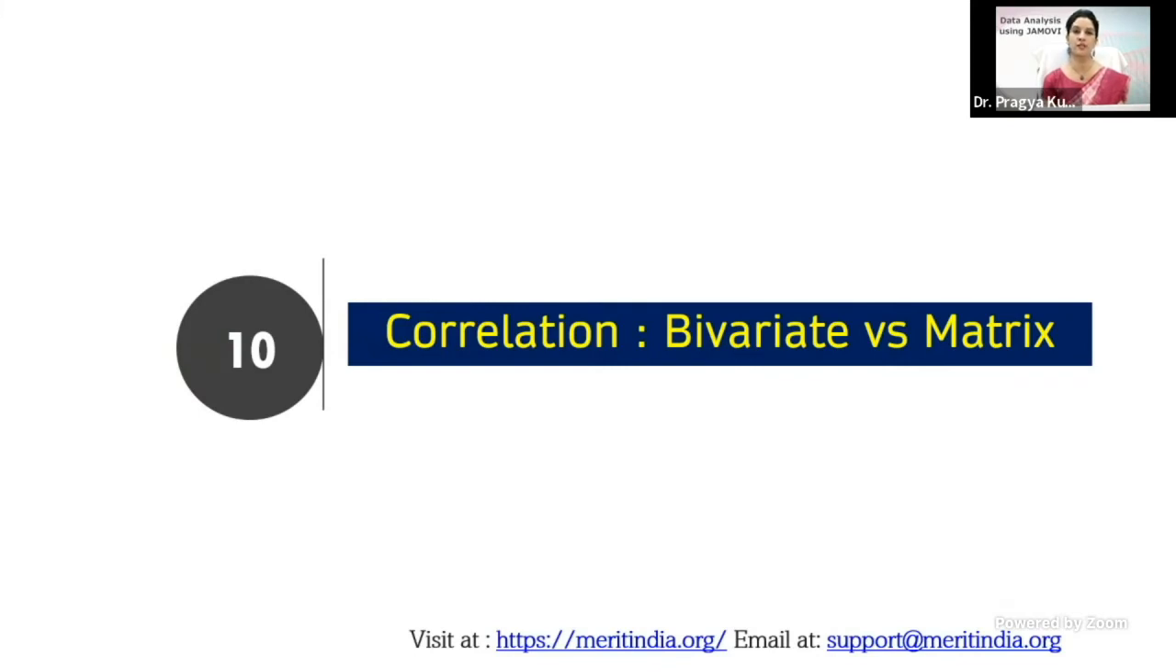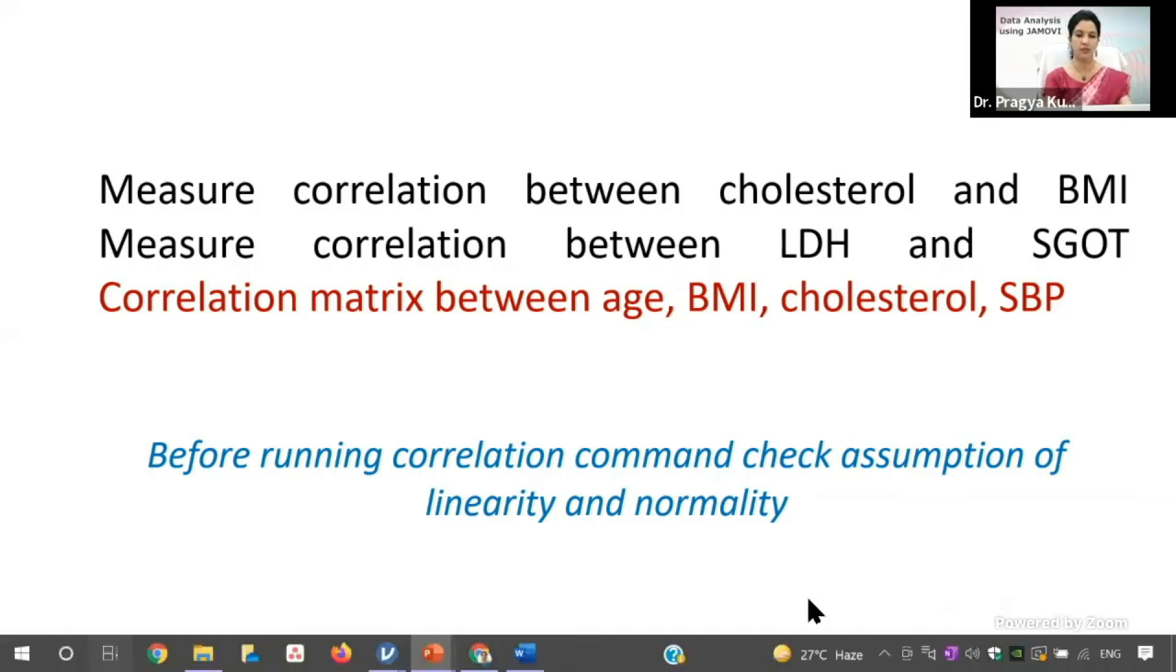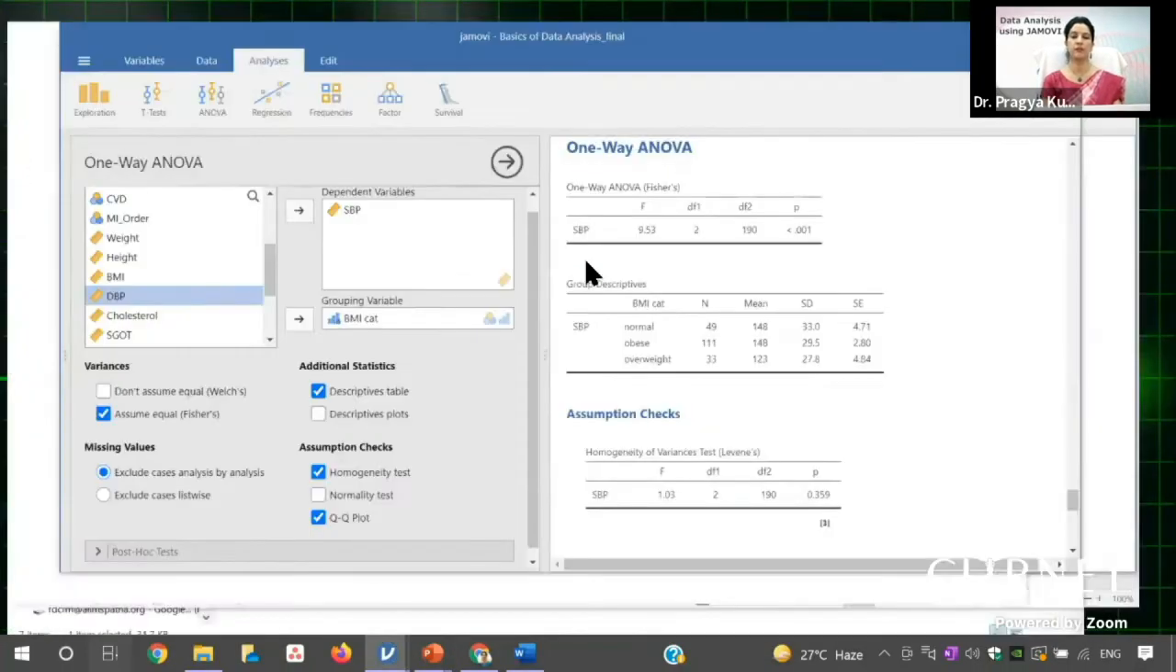So we'll see first how to do the correlation between two variables, and then we'll see, if we've got more than two variables, how to make a correlation matrix. The question is we have to measure the correlation between cholesterol and BMI, and then we'll see how it is made if we keep on adding more variables, like age, BMI, cholesterol, and SBP. Again, before we apply this correlation, for everything we have to check the assumptions.